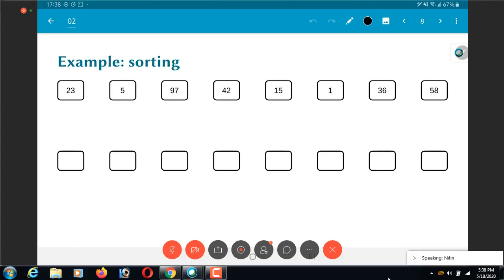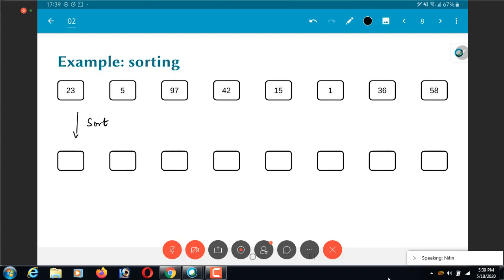So probably the most common example that is used for explaining algorithms in complexity would be something like sorting, right? On the top row, you can see that I have a number of integer values, each one in its own box. And what I want to do is to sort these, that is to say, I want to take those values and put them into the correct locations in the lower set of boxes such that they are in ascending order. Okay?